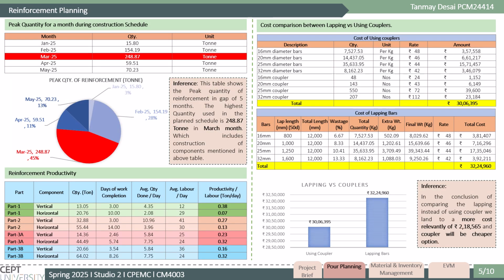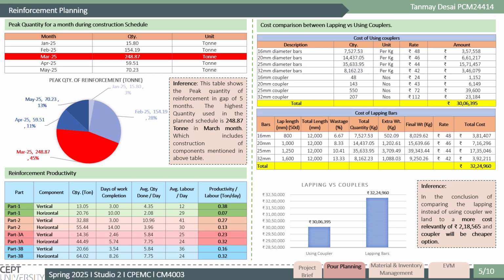Now, for the reinforcement planning for the project, highlighting peak consumption, productivity, and cost comparison between bar lapping and coupler usage. On the left, we see the peak reinforcement demand during the construction schedule, with March 2025 showing the highest consumption at 248.87 tons, accounting for 45% of total demand of pour planning of 5 months. We observed reinforcement productivity for vertical and horizontal components across all four pours. The productivity per labor varies by components, with the highest productivity seen in vertical reinforcement for pour 1 at 0.38 ton per day per labor.